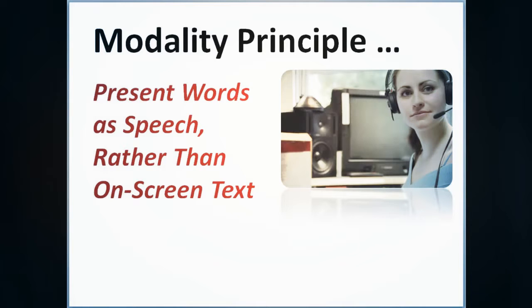So there you have a short description and overview of the modality principle.